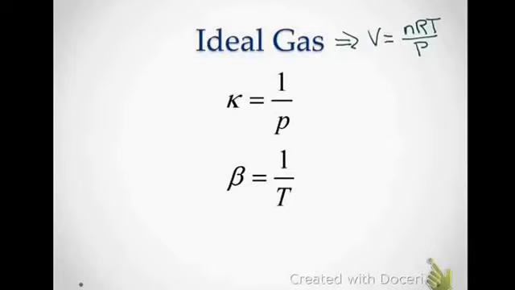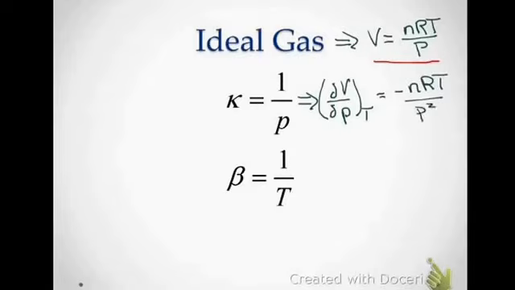Of course, we start with the basic equation for an ideal gas, that the volume is equal to nRT over P, so that when we're looking at the isothermal compressibility, we'll note that if we take the derivative of that with respect to pressure, we get negative nRT over P squared for the derivative of that particular term. Then, of course, we divide by negative volume, which is the definition of our isothermal compressibility, dividing both sides by that.